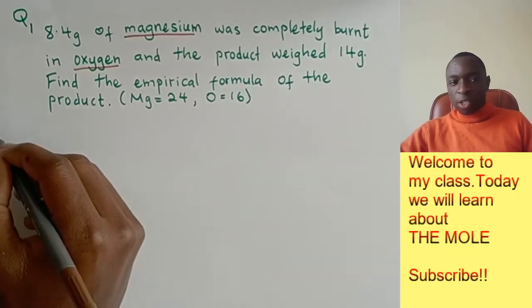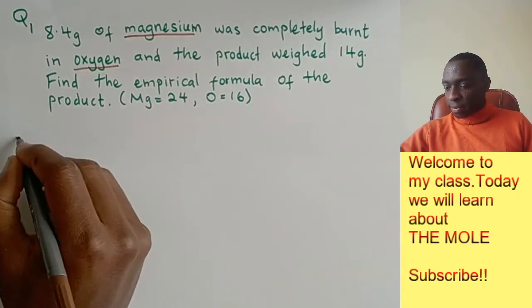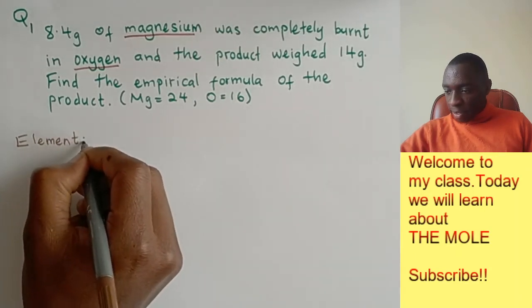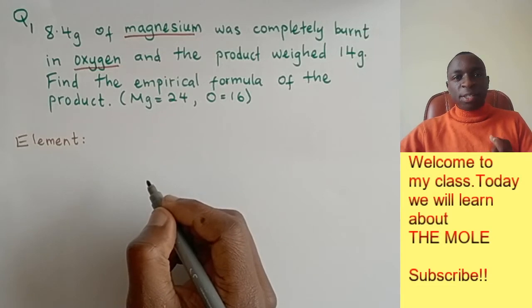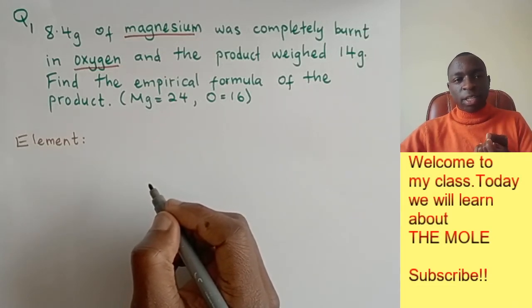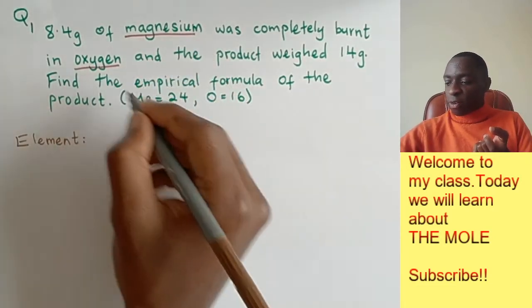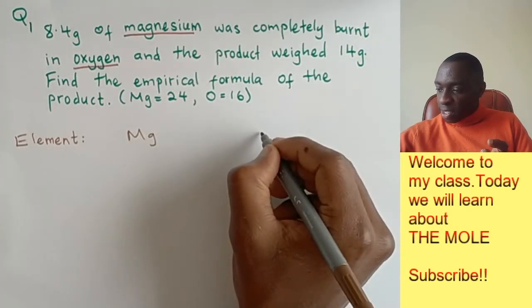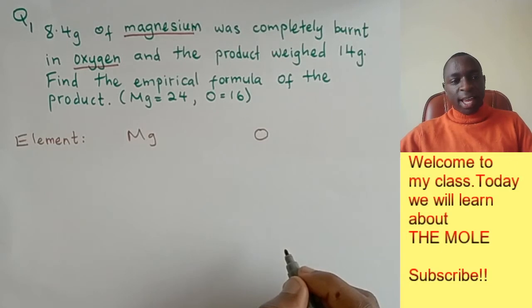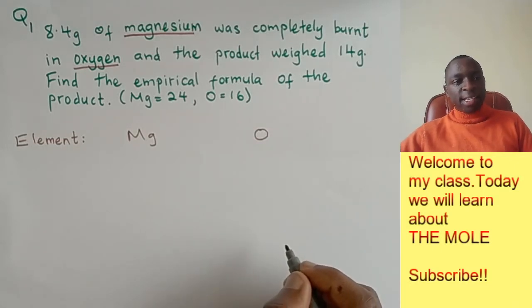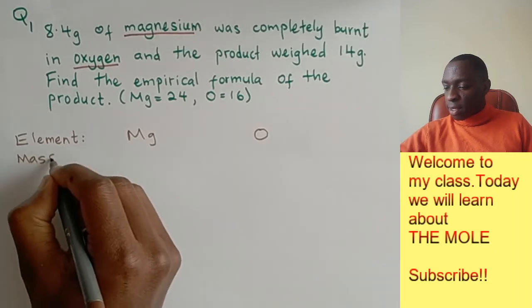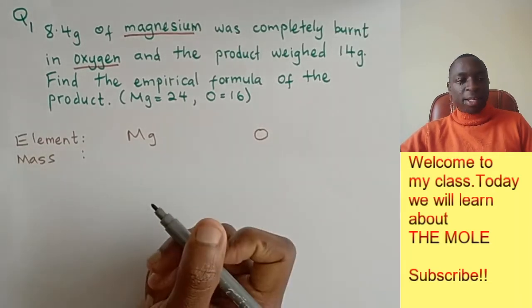Firstly, we start off with the element. Now the question is, what elements will be present in this compound? And that would be magnesium and oxygen. So you'll put magnesium right here and put a space and put oxygen the other side. The next thing that you look at now is the mass, the mass of each of these elements.